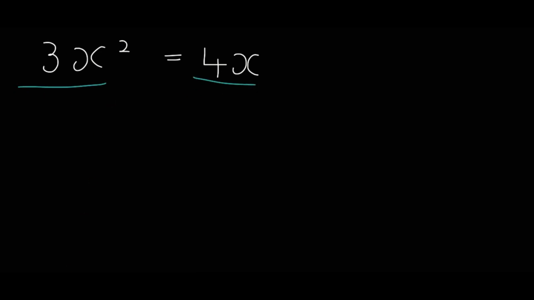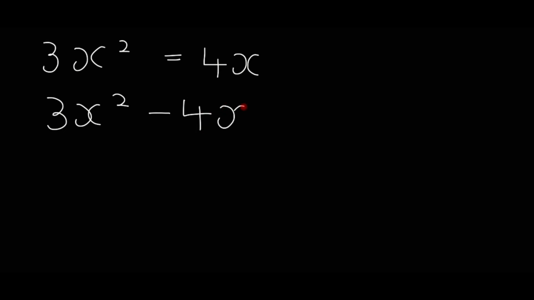And then what about 3x squared is equal to 4x? The moment you notice that you have two terms, and you see that those terms both have variables, the best thing is to take this one to this side, because you know that you will be able to take out a common factor. So we have 3x squared minus 4x, and then we are left with 0.